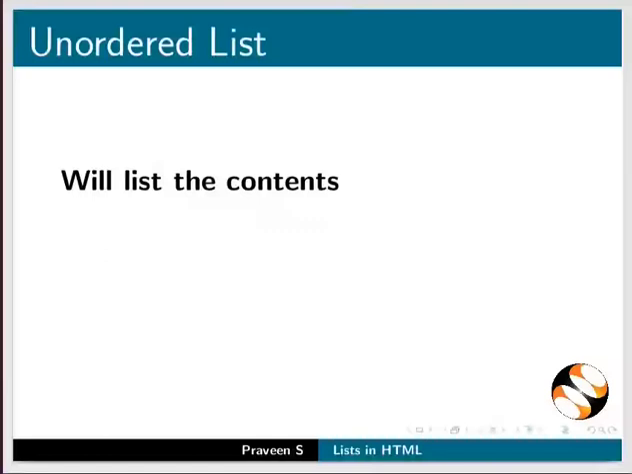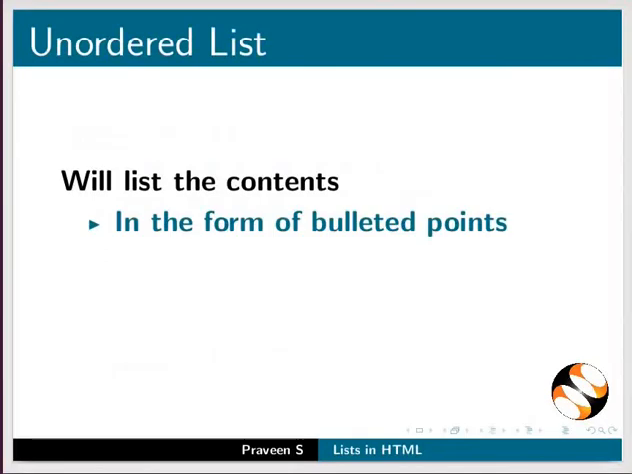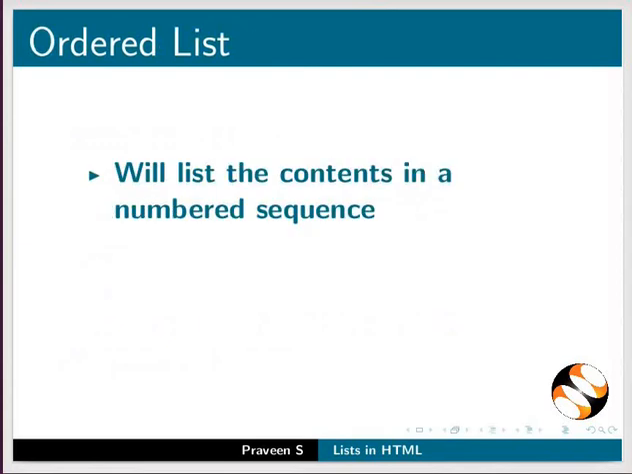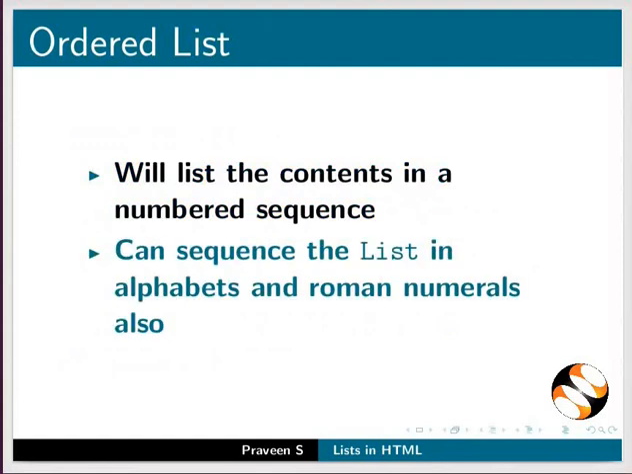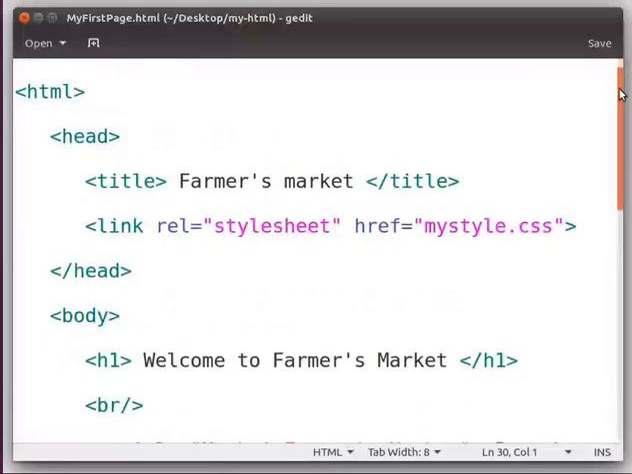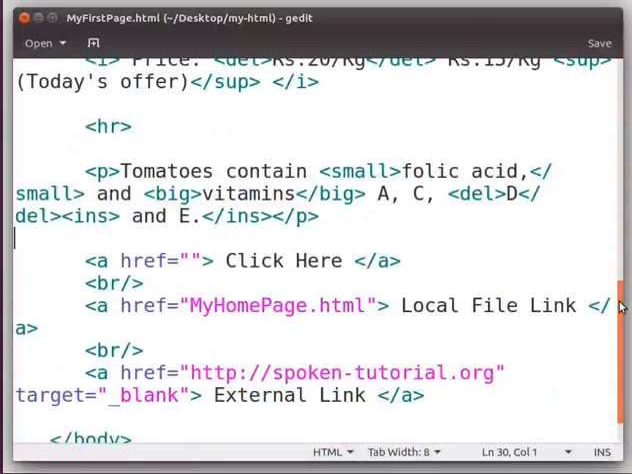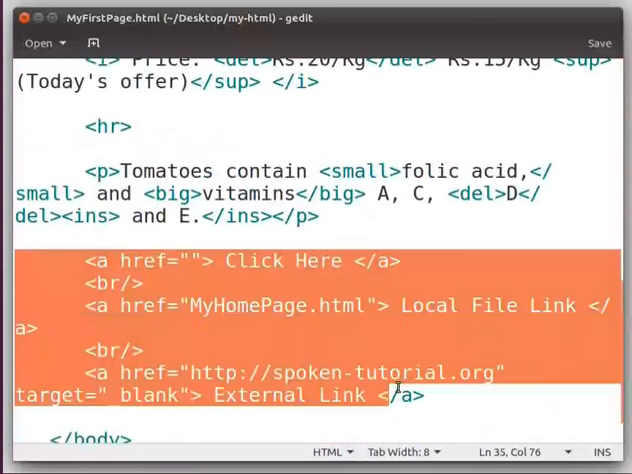Unordered list will list the contents in the form of bulleted points without any obvious sequential order. Whereas ordered list will list the contents in a numbered sequence, and can sequence the list in alphabets and Roman numerals also. Let us open our file myfirstpage.html which we created earlier. The same is available in the code files link. Here we have three different links. Let us use these to create our lists.